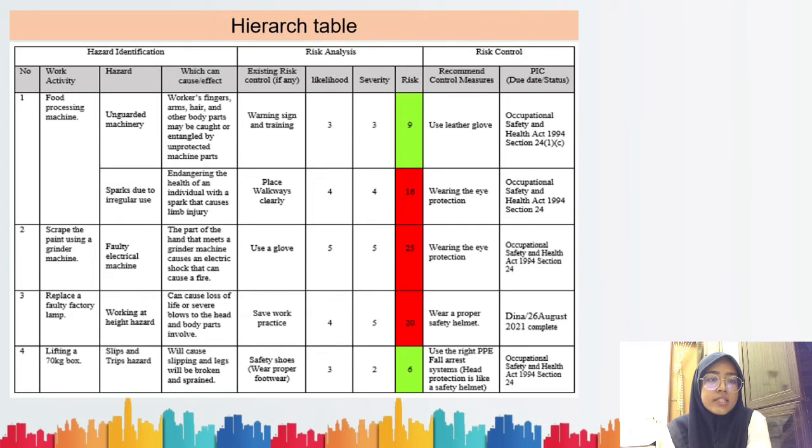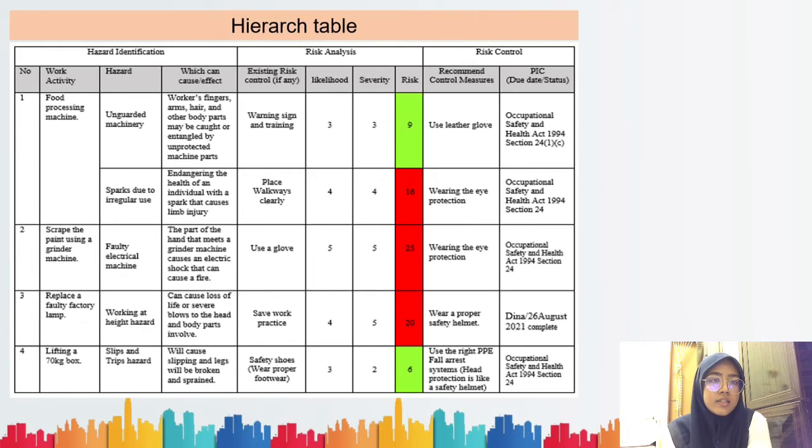The second work activity is scraping the paint using a grinder machine. The hazard is a faulty electrical machine. The part of the hand that meets the grinder machine can get an electric shock, and that can cause a fire. So the existing risk control is to use a glove, and the risk is very highest. So the recommended control measure is wearing eye protection.